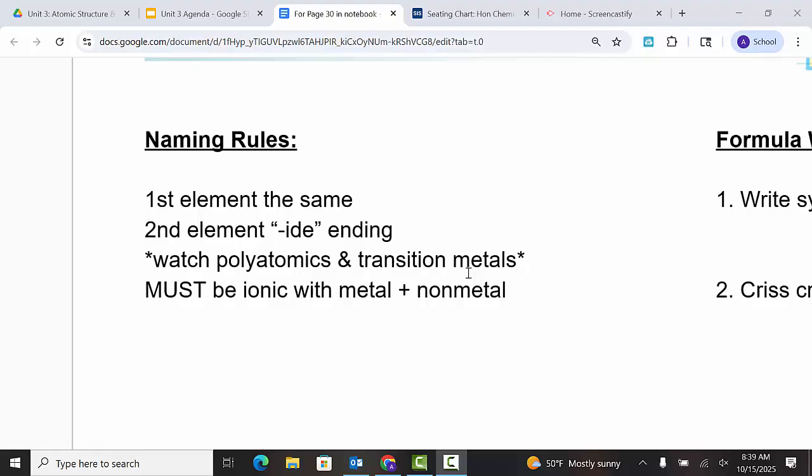Now, two things we're going to watch for. We're going to watch for polyatomics, and we're going to watch for transition metals. And that's what we're going to be practicing a lot today. Now, for all of this naming rule stuff to apply, we have to have an ionic compound, which means it has to be made of ions. To have an ionic compound, as we looked at the other day, you need to have metal and non-metal together, okay? So we need to see something left of the steps with something right of the steps. We've got metals and non-metals both in the same compound.